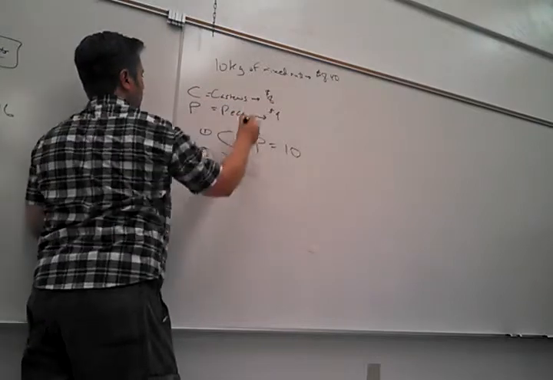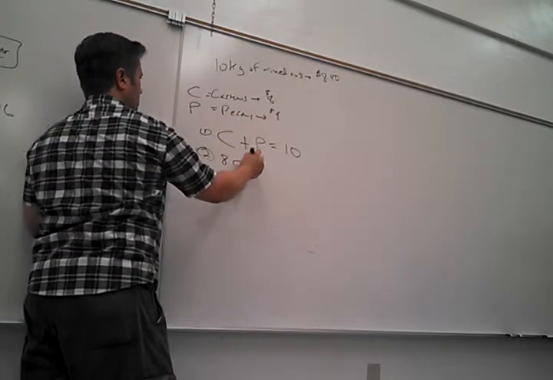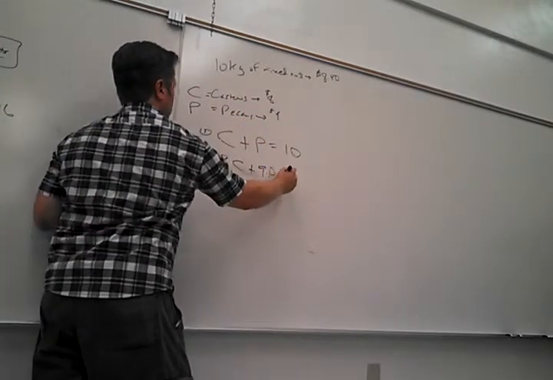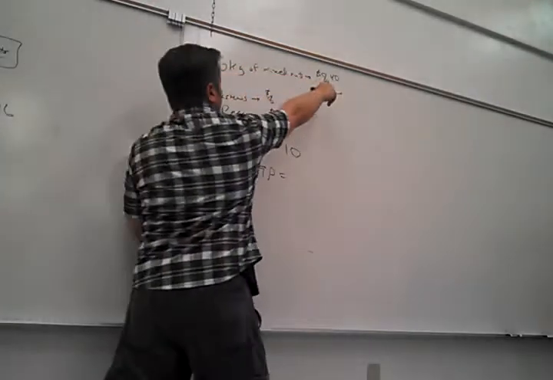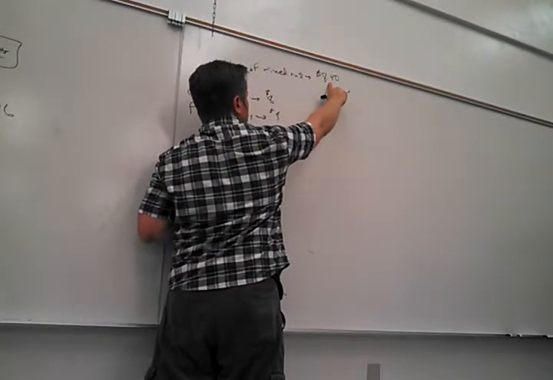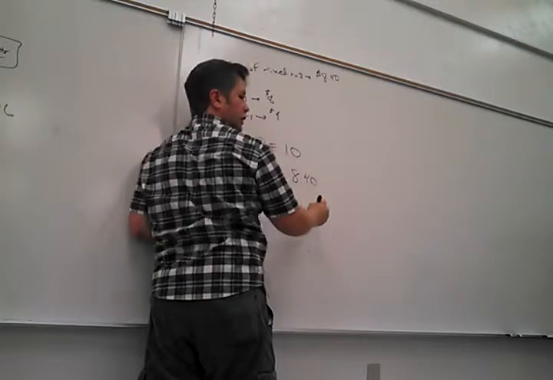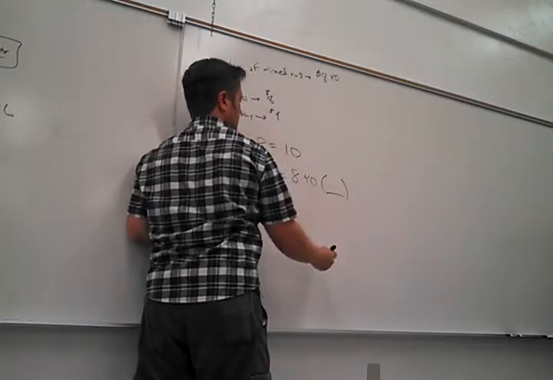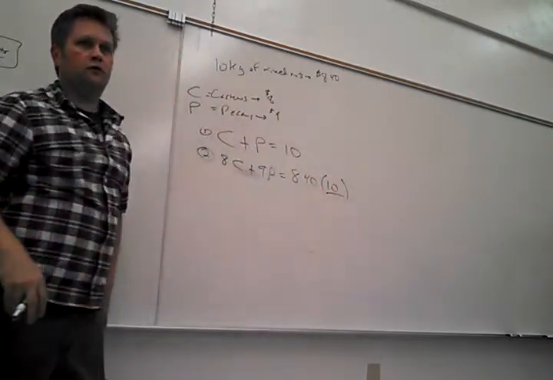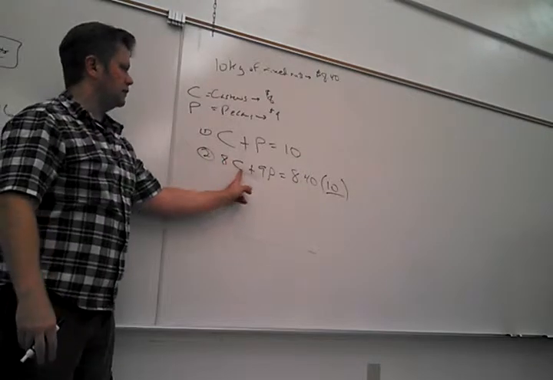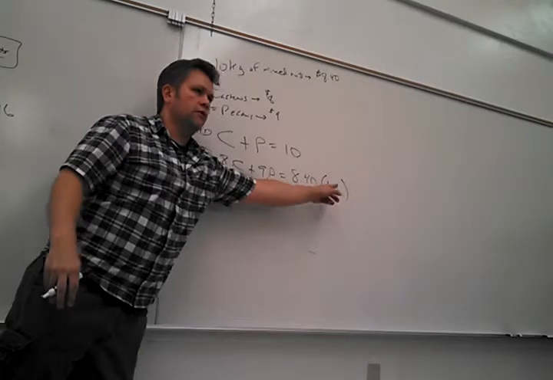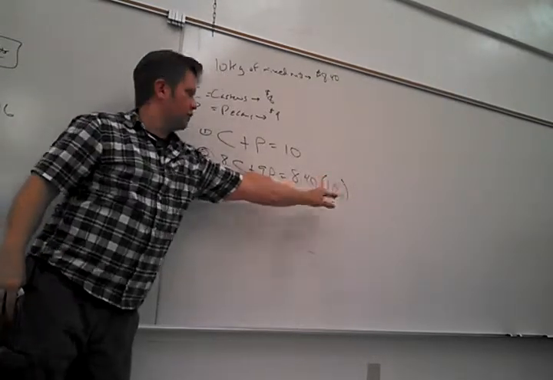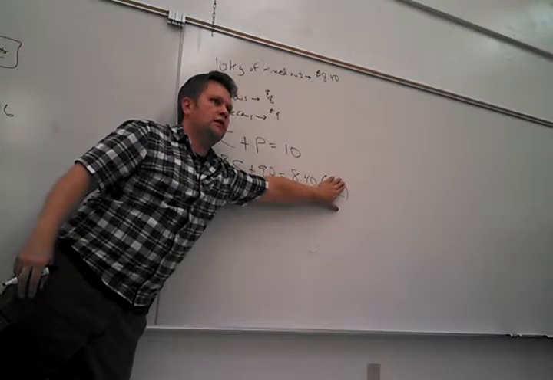Yeah, the cashews are $8 per kilogram plus $9 per kilogram. Now here's the trick. The mixture is $8.40 per kilogram. How many kilograms? That's the step that people forget. So if it's money times kilograms, this side better be money times kilograms, right? So everybody always forgets that times 10 there.